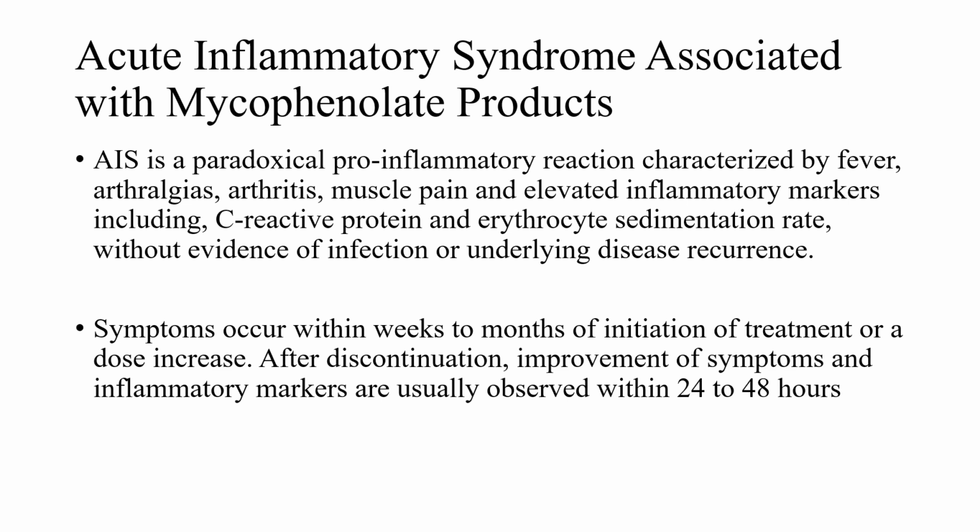So just like we have described acute inflammatory syndrome, paradoxical pro-inflammatory state, there will be fever, arthralgia, arthritis, muscle pain and elevated inflammatory markers including C-reactive protein, ESR, without evidence of an infection or underlying disease recurrence. And symptoms occur within months to weeks of initiation of treatment or a dose increase. And usually within 24 to 48 hours of discontinuation, the symptoms will improve.